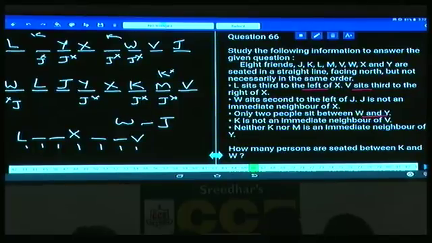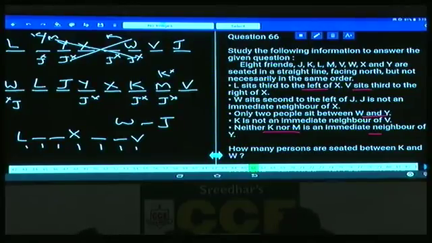And neither K nor M is an immediate neighbor of Y. Now, here either K or M will be here. Between these 2 persons, neither K nor M is an immediate neighbor of Y. Hence, this condition is completely ruled out. Hence, the first case is ruled out. Now, we are left with only one case. What is that one? W, L, J, Y, X, K, M, V.